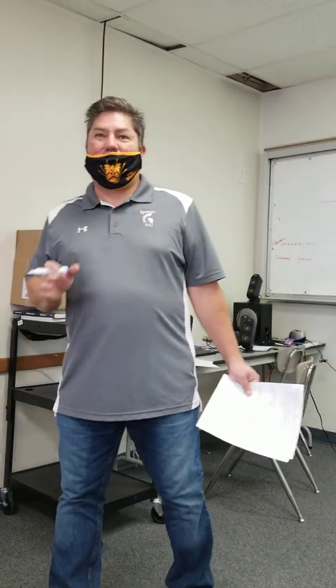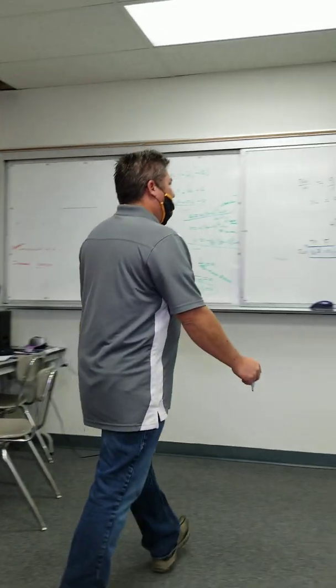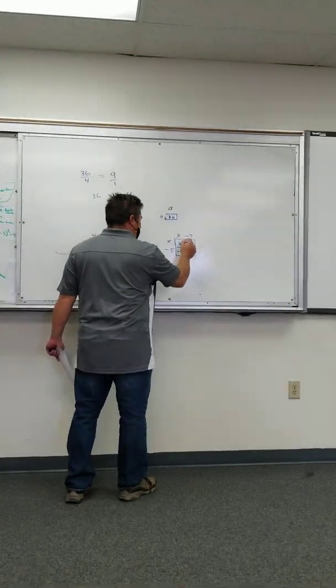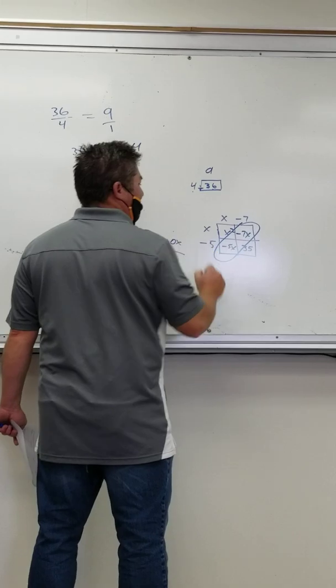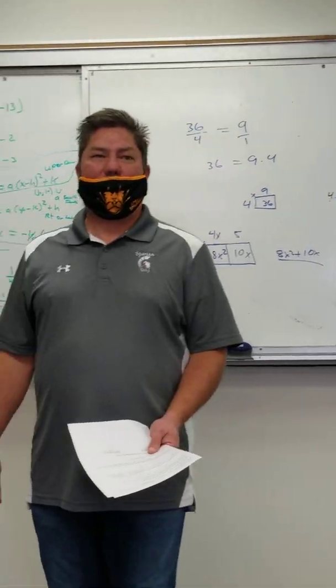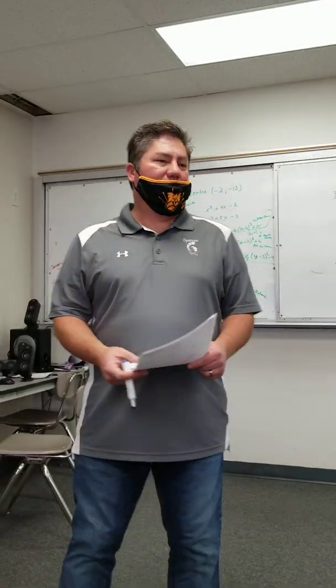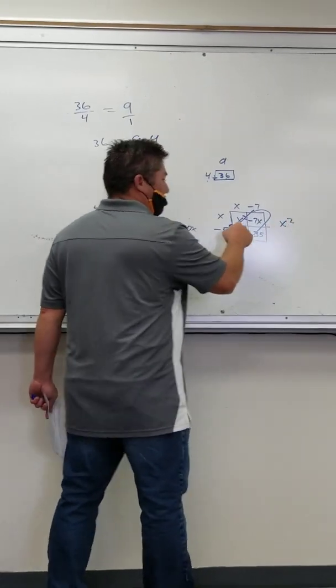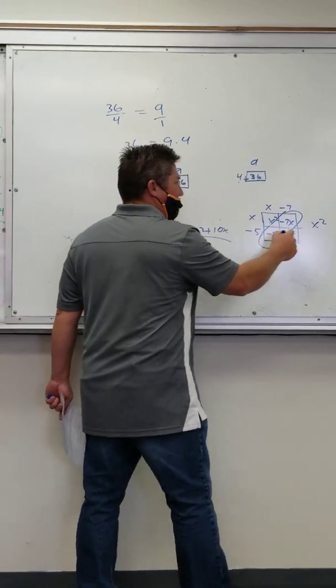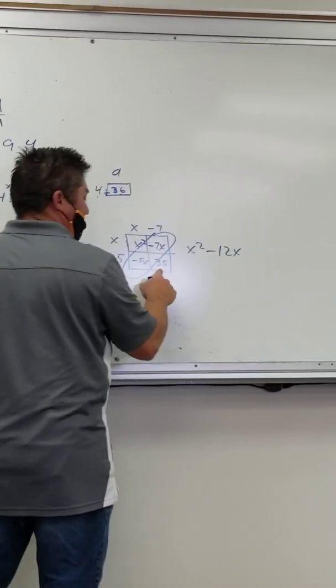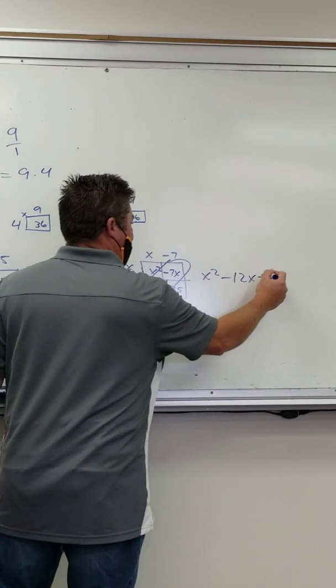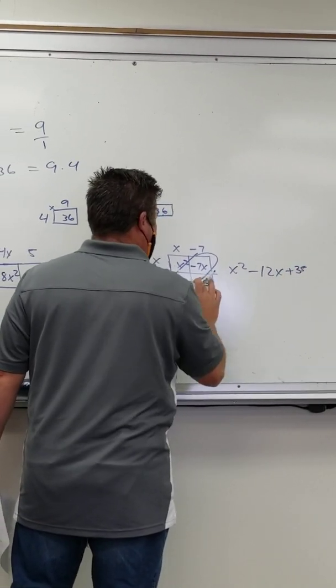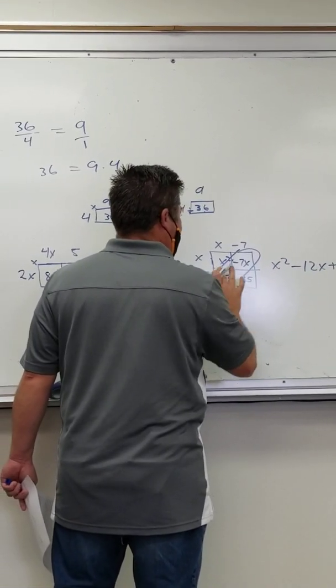Now, here's the tricky part. When I write my answer, that is not my answer. It's helping me find my answer. What's the tricky part as I do this answer? You look across and add the same terms. So you might remember this with lattice multiplication. Would this be 12? Negative 12x. And what do I end up with then? X squared still goes first. Then negative 12x. Then plus 35.